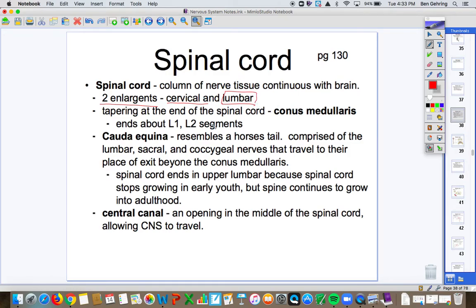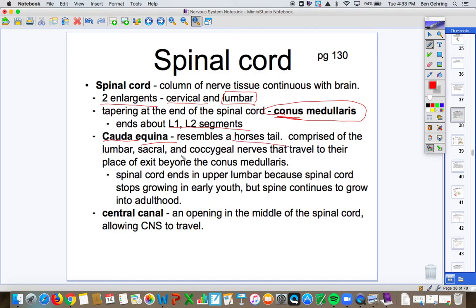And then down at the very bottom, the end of your spinal cord, so this is down in your L1, L2 vertebrae, your spinal cord tapers off. This is called the conus medullaris. This point where it tapers off forms kind of a cone here. And then off of that conus medullaris, you have what's called the cauda equina. Cauda referring to tail, equina referring to horse. It looks like a horse's tail.